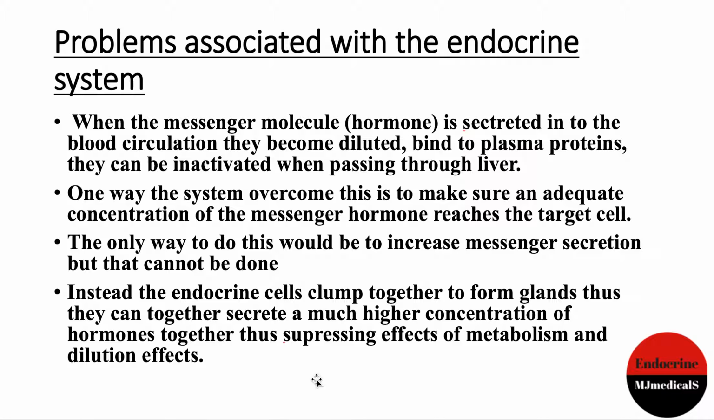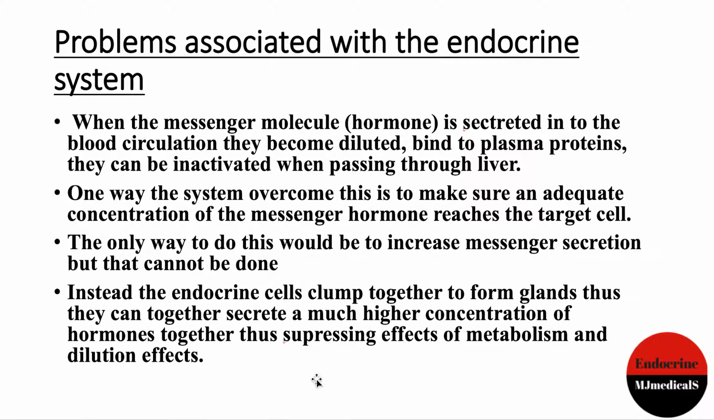The only way to do this would be to increase messenger secretion, right? So it means that if the endocrine cells constantly summate together, so if you know the nervous system, or you've done A-level nervous system, you know what spatial and temporal summation is. That's when one cell constantly releases messenger molecules, or releases molecules in a subsequent or adequate manner.